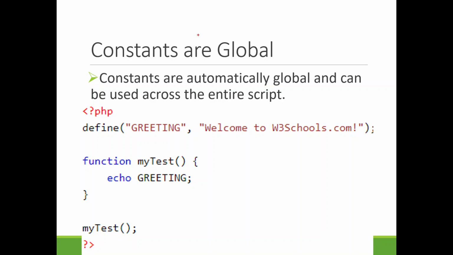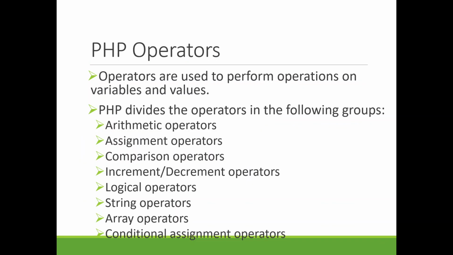As I mentioned earlier, constants in PHP are global. They are global and they can be accessed from wherever. So for example, here we're just defining a constant and we can use it inside the function. And if we call the function, then it's going to print this value: Welcome to w3schools.com. Okay. So that is it about constants.